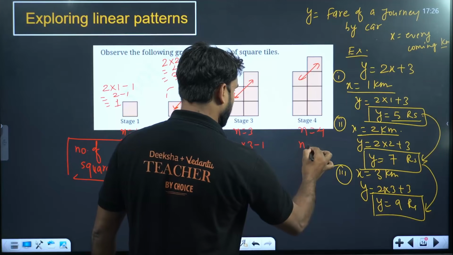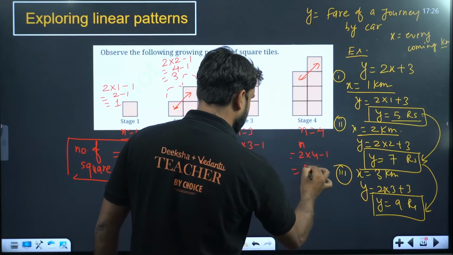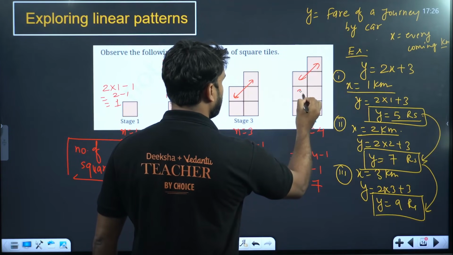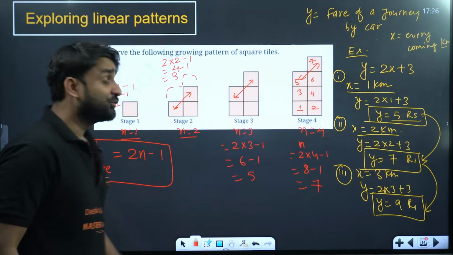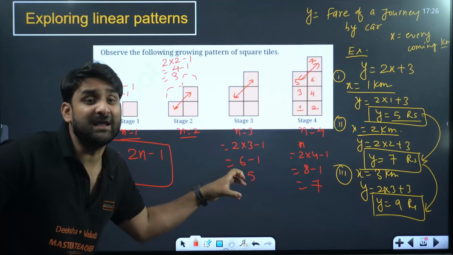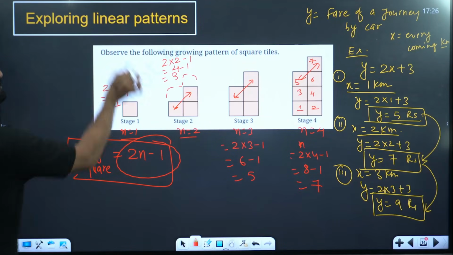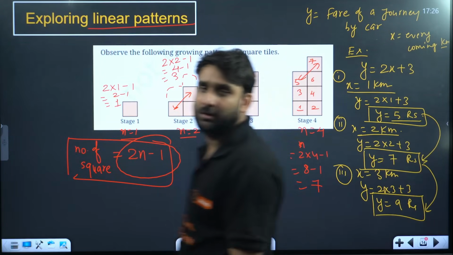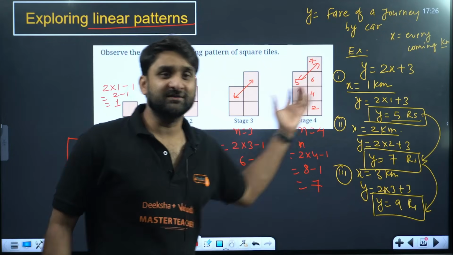So now put it here. n is 4. So 2 into 4 minus 1. 4 times 2 is 8, minus 1, 7. Count the squares: 1, 2, 3, 4, 5, 6, 7. How many squares are there? So this pattern is increasing linearly. Every stage is following this equation. So this is called a linear pattern. I hope you are getting my point. And one more example I have given here. Yes, my dear, this is called a linear pattern.